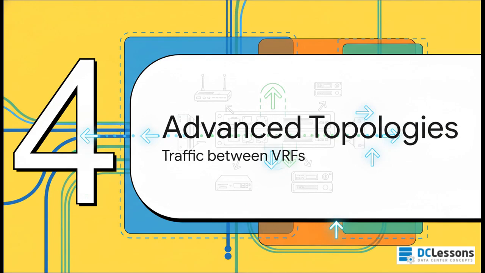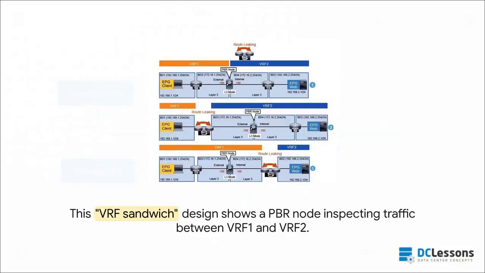So we've seen how PBR works inside a single VRF. But what if you need to go bigger? You can absolutely use PBR to inspect traffic that's crossing between completely different routing domains. This design is sometimes called a VRF sandwich. You can see we have our client EPG in VRF1 and our web EPG over in VRF2. So what's the secret sauce that makes this work? It's a concept called route leaking.